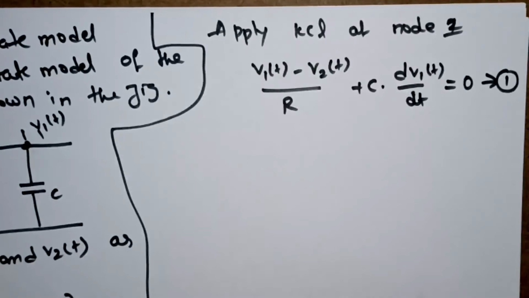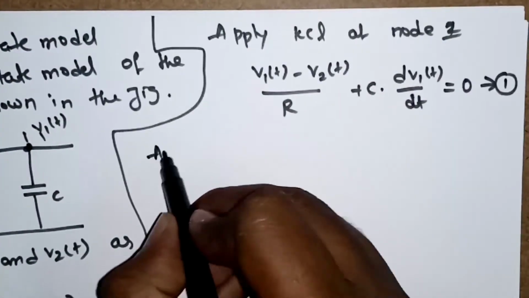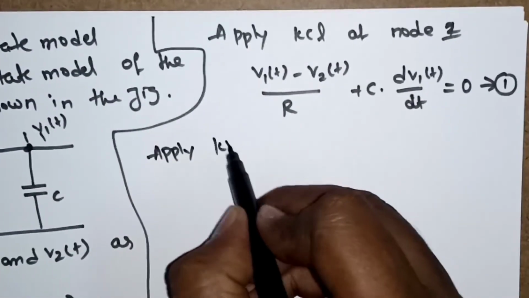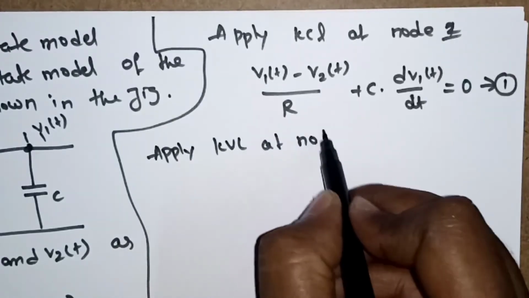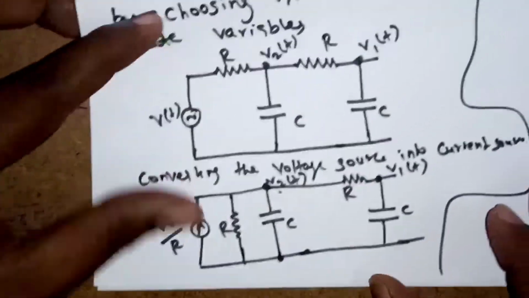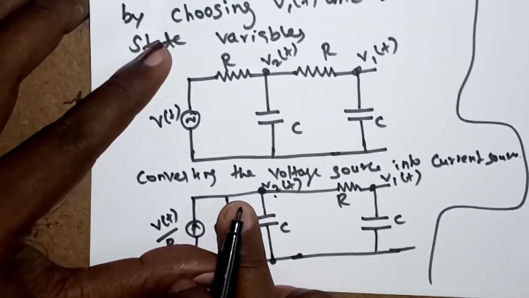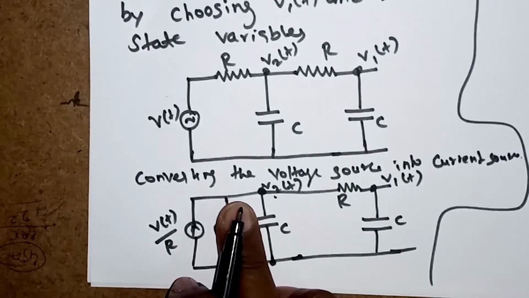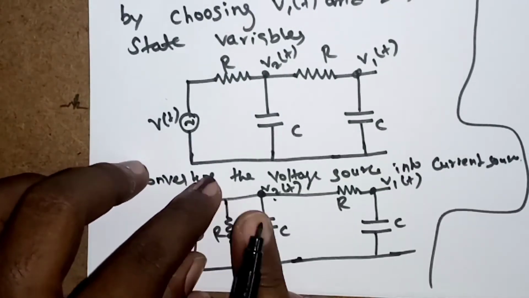Okay, now what happens at node 2? Apply KVL at node 2. So from node 2, what happens? See here, what is the node 2 here? This is the node 2. Okay, so this is the node 2. So how can we write the expression, the equation?